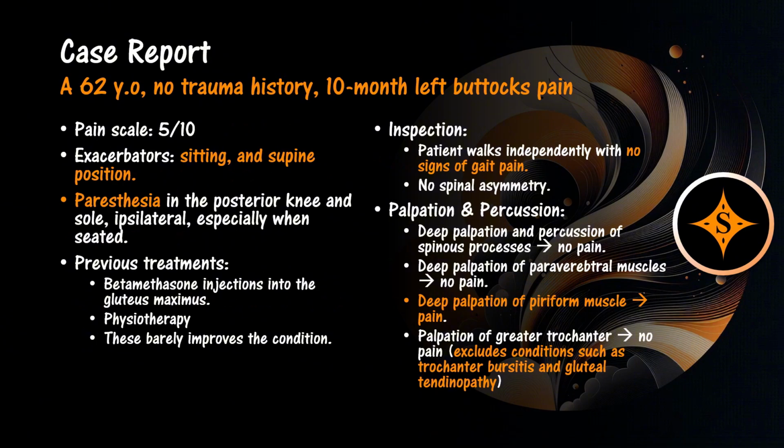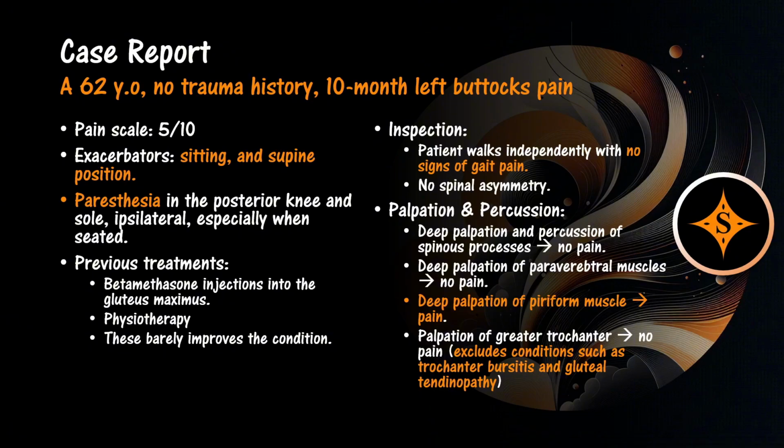In this study that we referenced earlier, they are discussing a case report of a patient suffering from Piriformis syndrome that does not respond to initial therapy. A 62-year-old woman with no trauma history, with a 10-month history of left buttocks pain, with a pain scale of 5 out of 10. This pain is exacerbated in sitting position and supine position, and there is paresthesia in the posterior aspect of the knee on the same side, or ipsilateral, especially when the patient is seated.